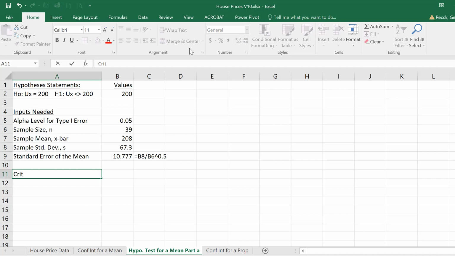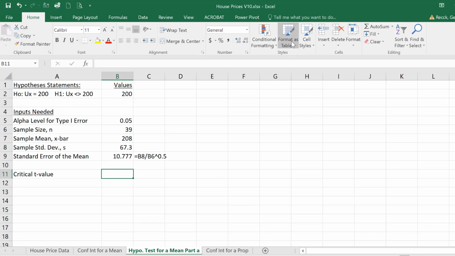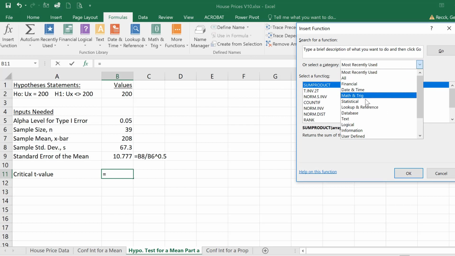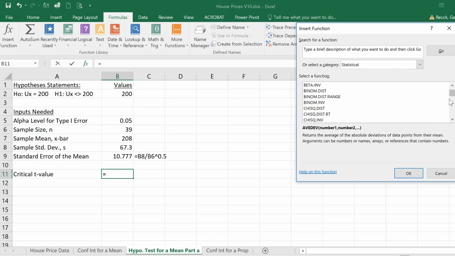The next thing I'm going to find is the critical value of T, or maybe better said as the critical T value. So this will tell us how far away from our hypothesized value of 200 we need to be in terms of standard deviations. So here, we're going to use a function in Excel. So I go formula, insert function. It's under statistical, and it's toward the bottom. We get into the T's.